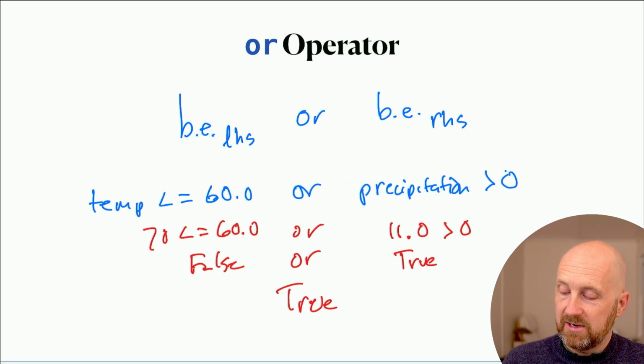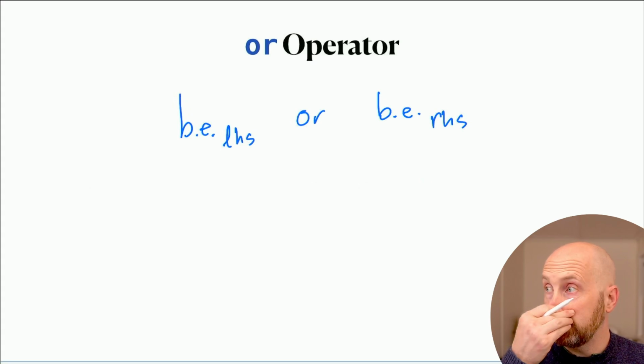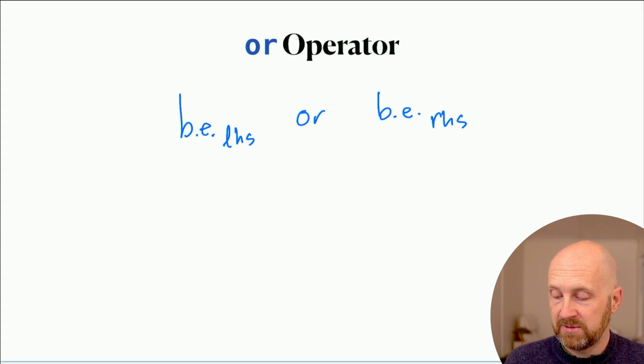So because the right-hand side here was true, we got true. If this were flipped, if we had swapped these, the same would also be true. Either side or both sides need to be true in order for or to evaluate to true. The only way that you will have the or operator evaluate to false is if both sides are false.